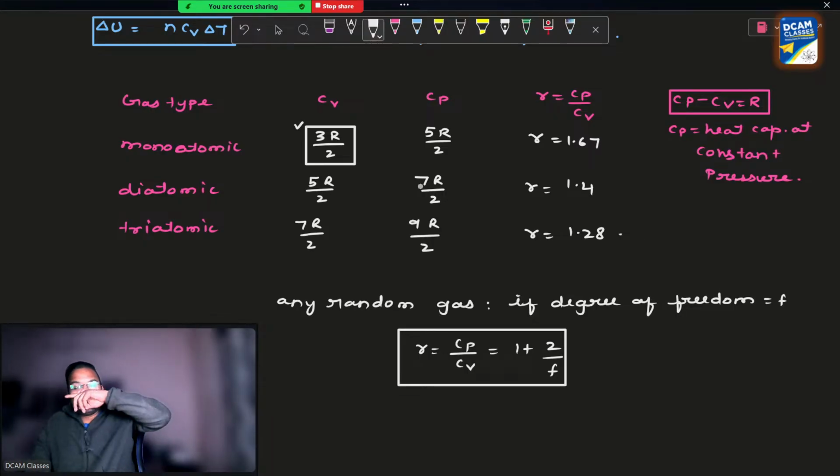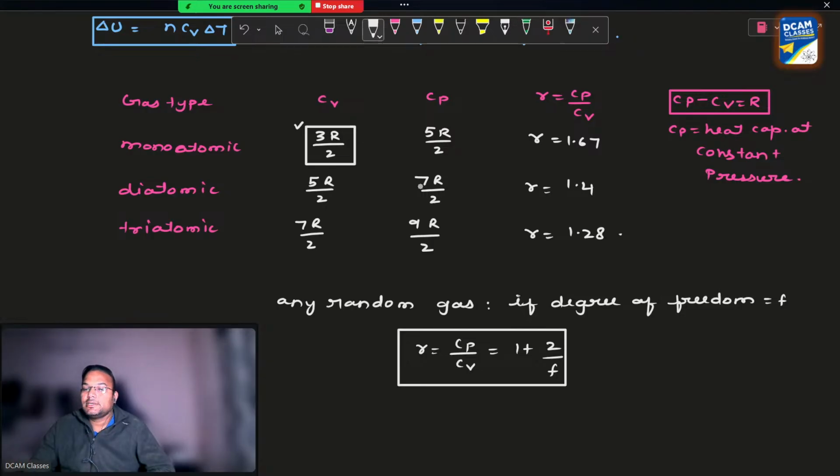Degree of freedom is the number of independent motions that a gas can take. Suppose a monatomic gas is there, single atom. It can move in 3 directions, na? X, Y, Z. So that is why it has 3 degrees of freedom. In the diatomic gases, it will be different, based on vibration or spherical motion, like that. So degree of freedom is the number of independent motions a gas can take.